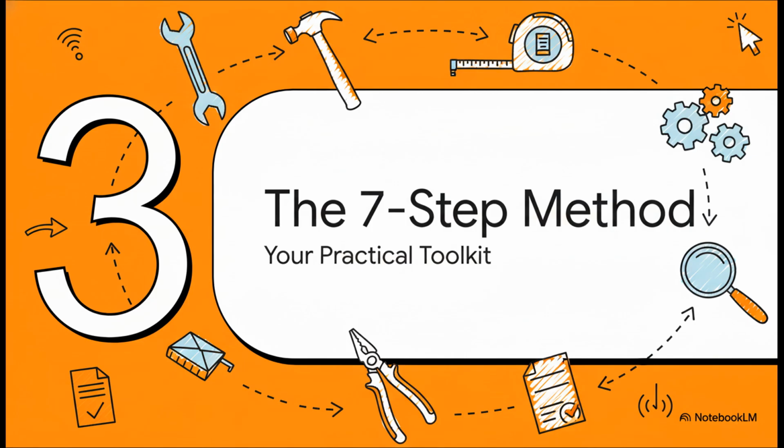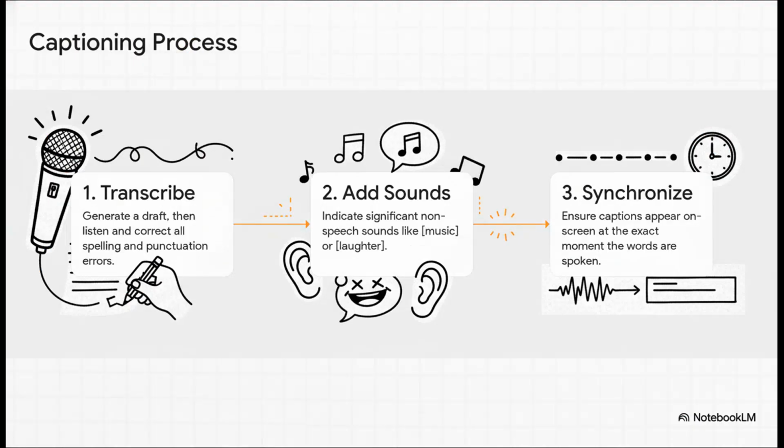Okay, time to get our hands dirty. Let's get into the practical, how-to stuff. We've got it boiled down to a simple 7-step method. Think of it as your new accessibility toolkit. The first 3 steps, they're all about nailing your captions.